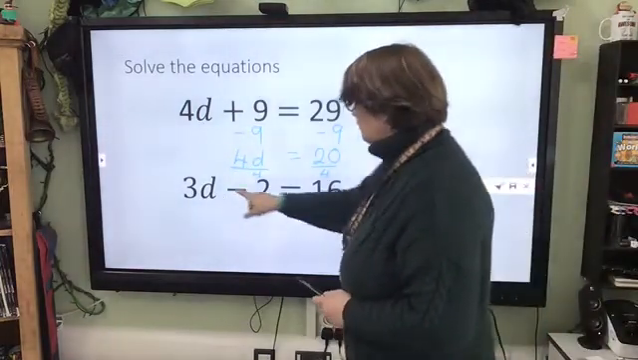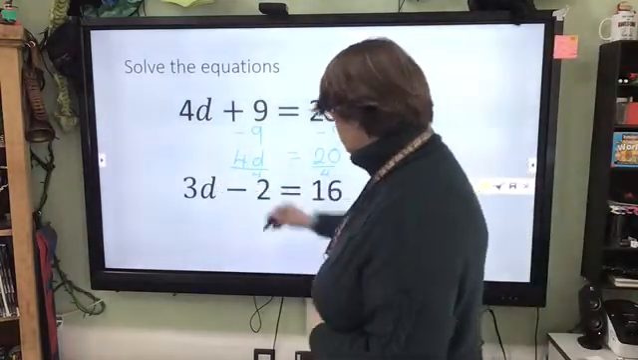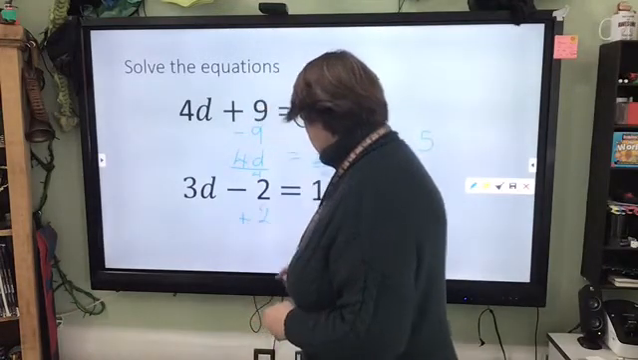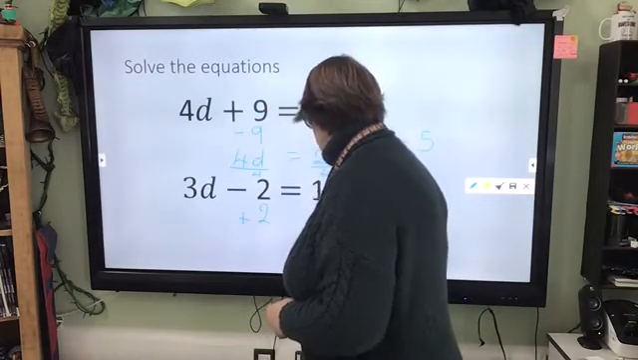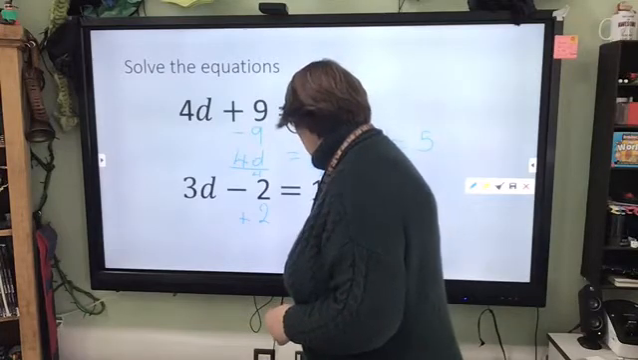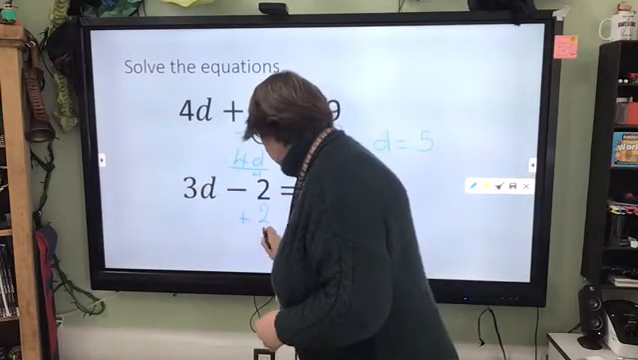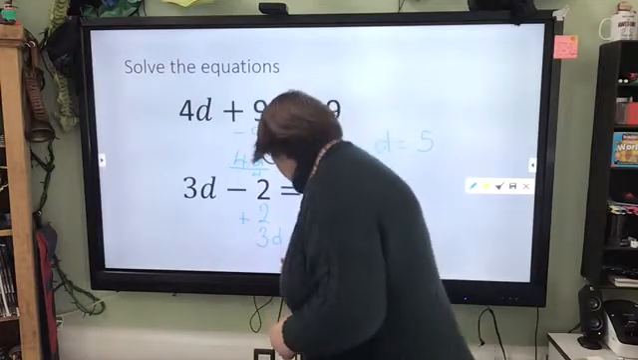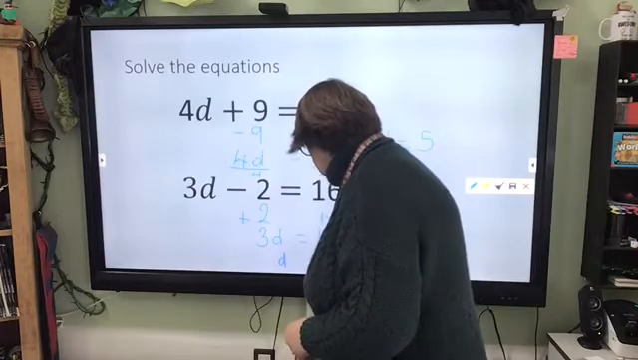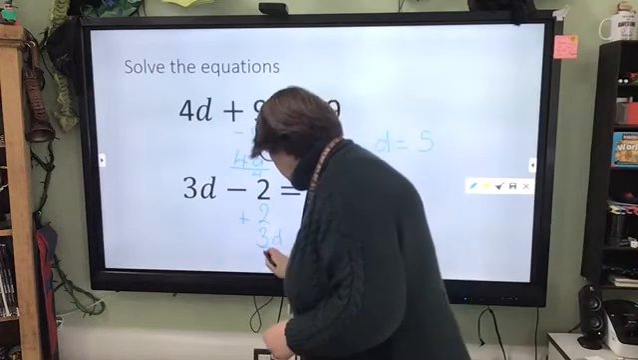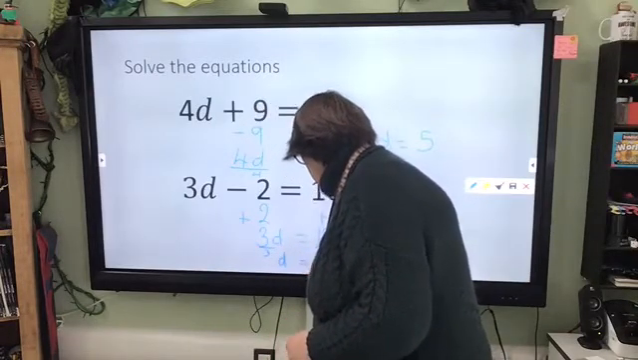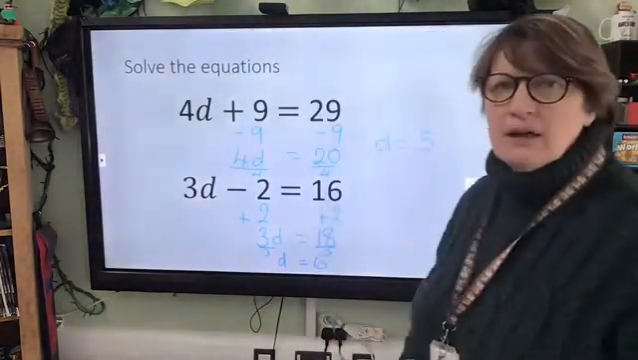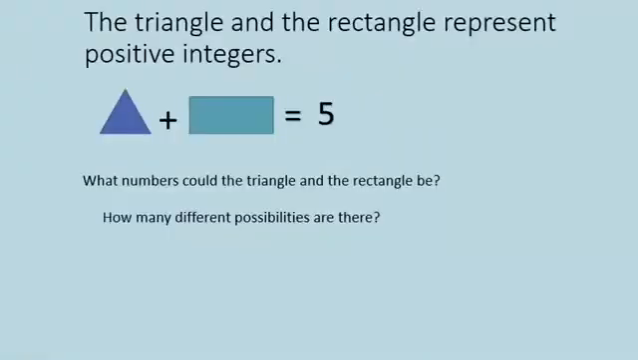On the one here, we've got 3D take away 2. So the inverse will of course be an addition of 2. So we add 2 to each side. We have 18 on this side now, which is equal to 3D. And of course, to divide this by 3, we will end up with D. We divide this by 3 as well, both by 3, and we will equal 3's into 18 go 6. So D equals 6. Hopefully you got both of those.